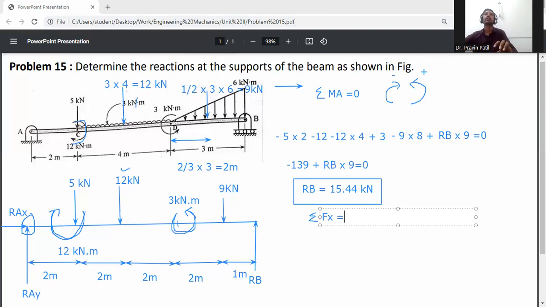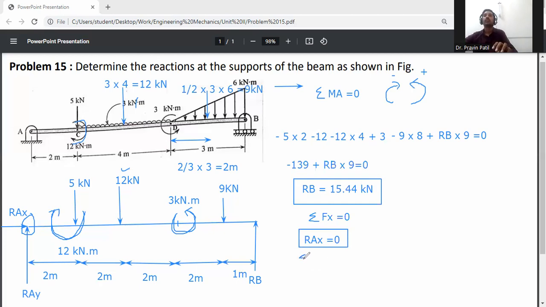Okay. Relation summation Fx is equal to 0. In the x direction, there is no force. All the forces are in the vertical direction. So RAX will be 0. RAX is equal to 0.